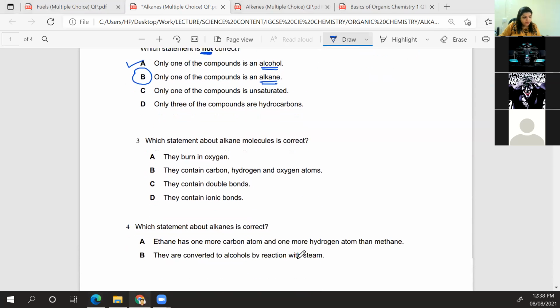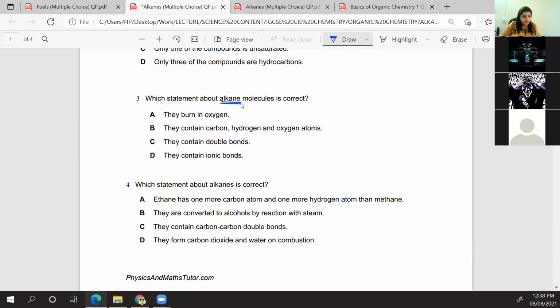Next, third one. Which statement about alkane molecules is correct? Let us start from the bottom option D. Do they contain ionic bonds? Do alkanes contain ionic bonds or covalent bonds? Which type of bonding do they have? They have covalent bonding, because it is a non-metal, covalent bonding.